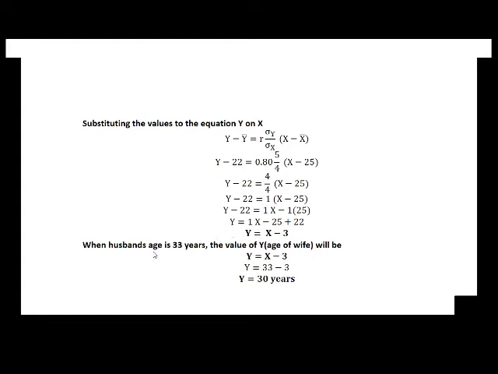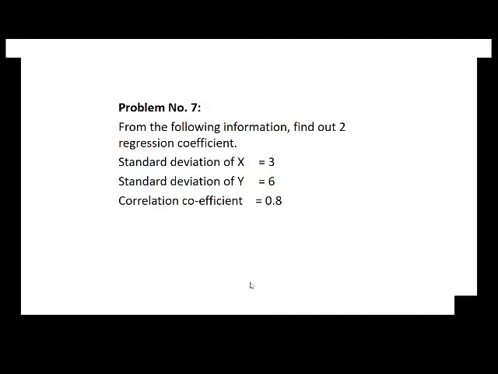When the husband's age is 33 years, the age of wife will be found using the regression equation y on x, y is equal to x minus 3. Therefore, y is equal to 33 minus 3. The final y is equal to 30 years. That means when the age of husband is 33 years, the age of wife is 30 years.